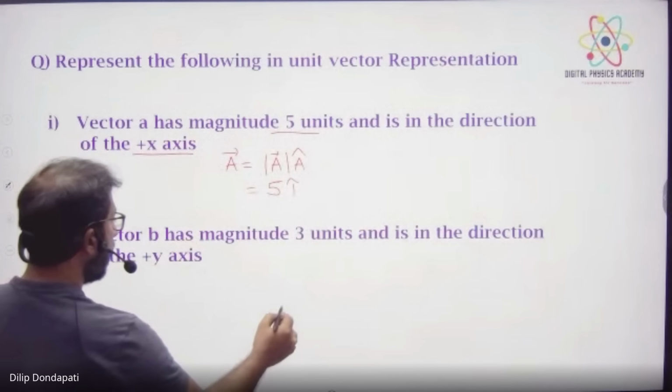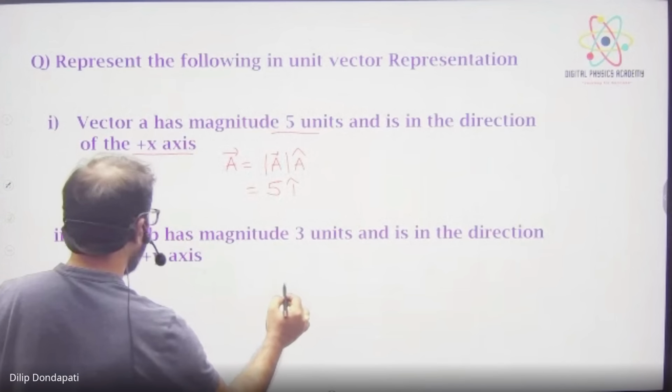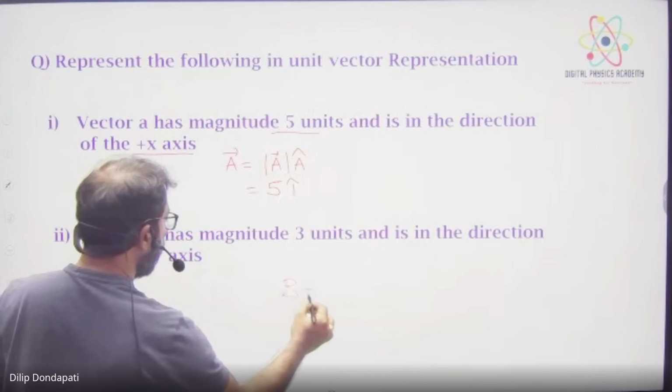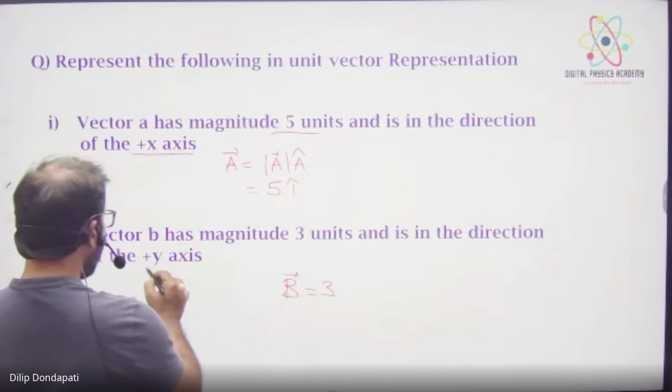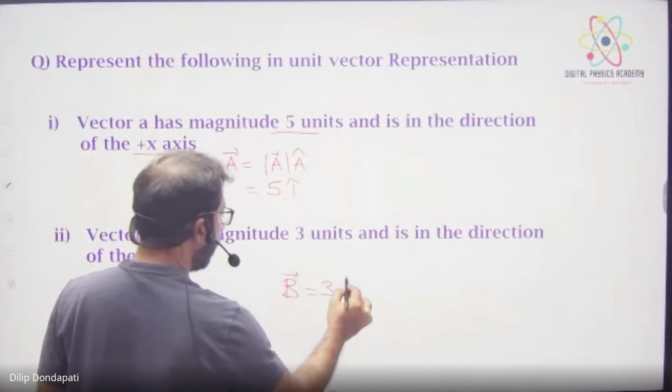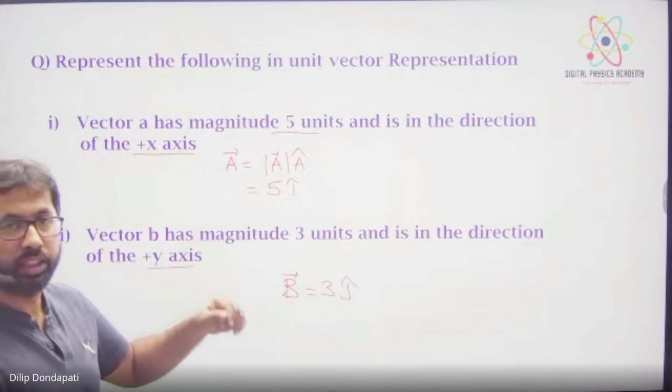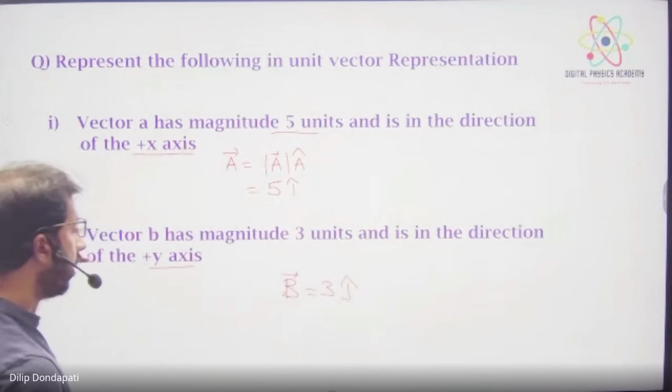Similarly, suppose vector B is 3 units along the y-axis, so it is 3 j cap. If it is along the negative y-axis, we should put minus j cap like that. Okay. Next.